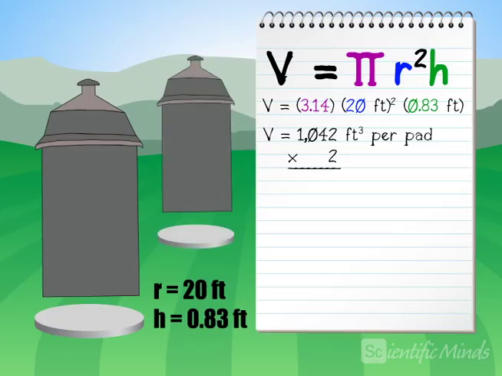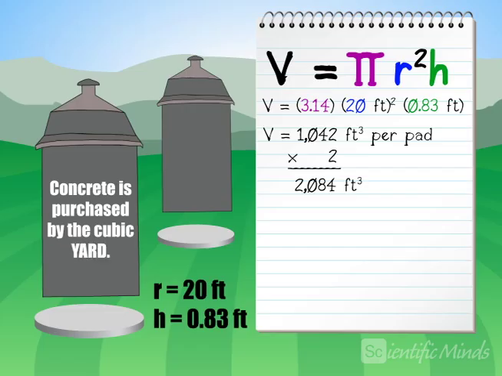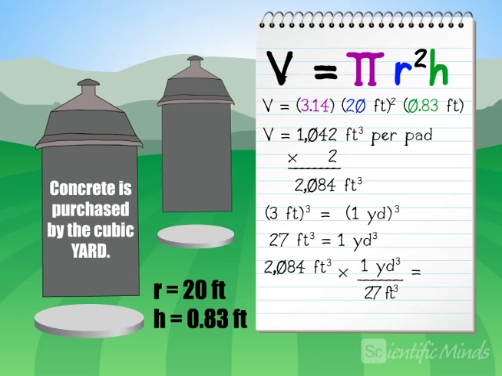She's building 2 silos, so her second calculation is the total cubic feet she'll need to fill with concrete, which is 2,084 cubic feet. Concrete is purchased by the cubic yard, so the farmer needs to convert cubic feet to cubic yards. There are 3 feet in a yard, so she cubes 3 feet to get a cubic yard, and then converts her total volume. She needs 77.19 yards of concrete, so she'll have to order 78 yards.